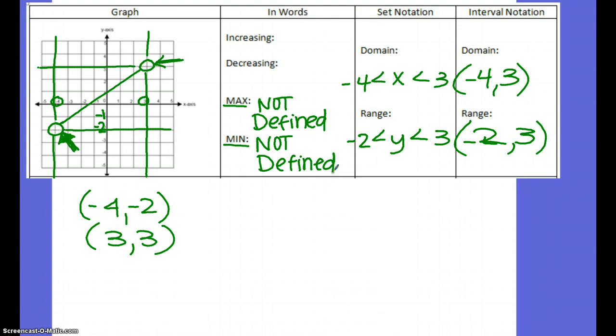And then for increasing, decreasing, this graph, you put your little guy over here, and he's going to climb up that line. So this one is increasing. And if we want to say where it's increasing from, well, the whole graph is increasing. So we're going to use the domain numbers. The domain numbers are -4 to 3. So we're going to write -4 to 3. That's where the graph is increasing.